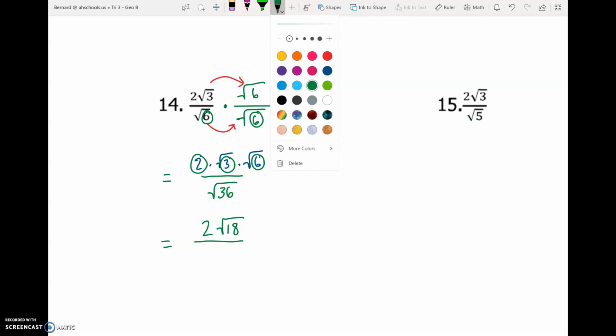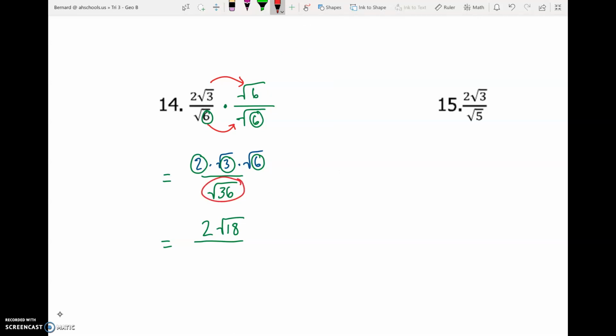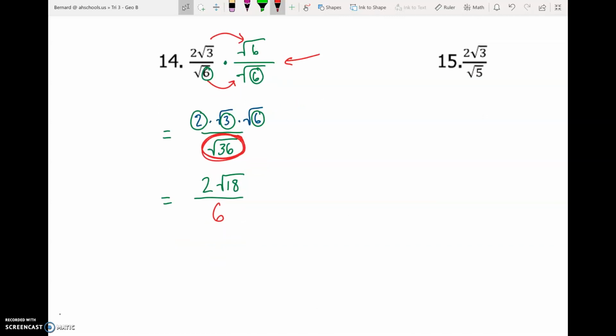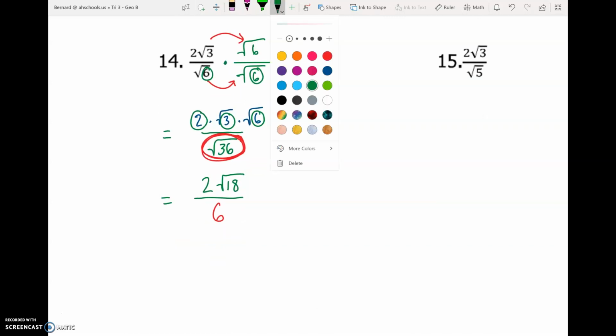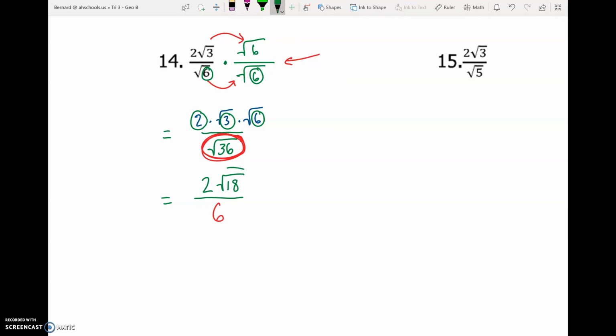And then the last thing we want to do here is in the bottom of our fraction, the reason why we multiplied by square root of 6 over square root of 6 in the first place is to get a perfect square, right? And so the square root of 36 is just a number. It's just 6. All right, perfect. Now, the issue here is when we multiplied the top together, we got this square root of 18, but that square root of 18 is not simplified.